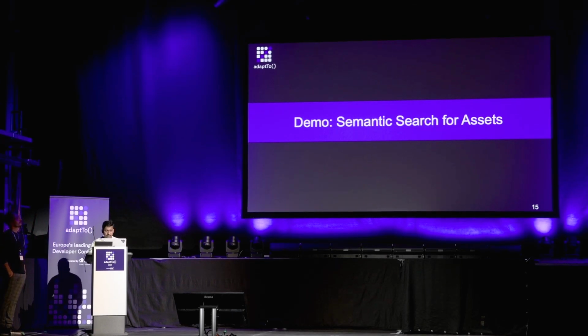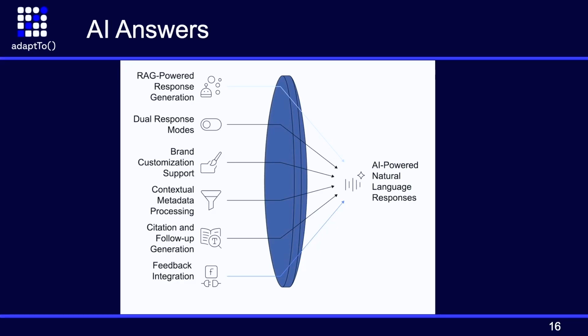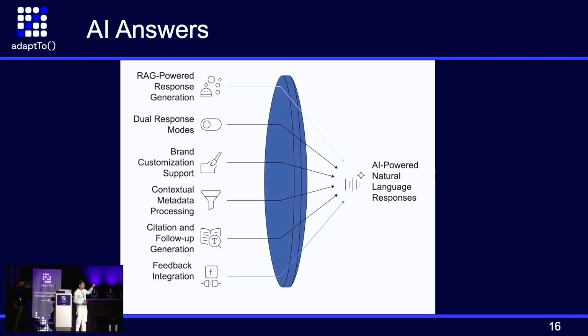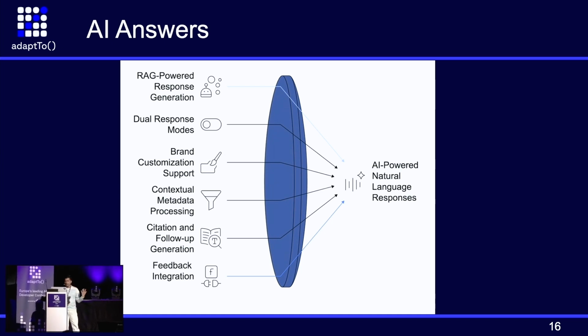Okay, so now we'll talk about AI answers. This, as I talked about initially, is the RAG-powered generative response service that Content AI provides out of the box. It can be effectively used by various brands to enable generative responses to user queries for better engagement. This is quite a feature-rich service. It consists of dual response modes to cater to various UI requirements.